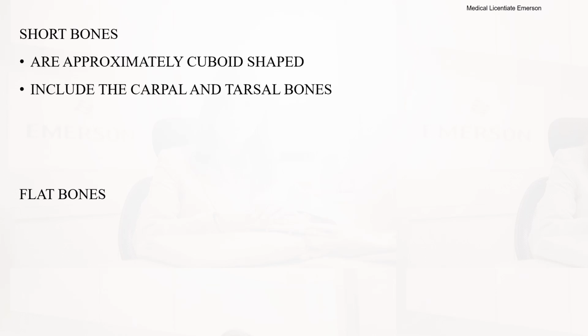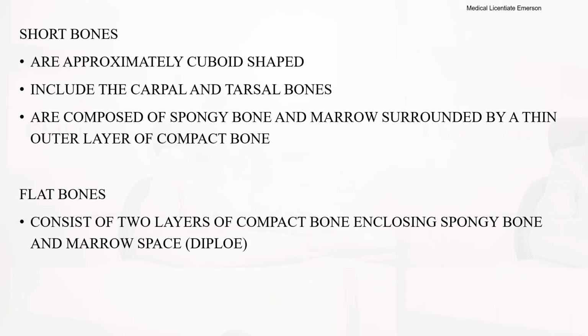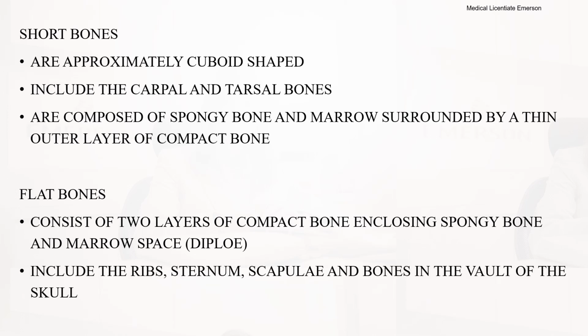Okay, then let's go to the short bones. The short bones are approximately cuboid shaped. They include the carpal and the tarsal bones. They are composed of spongy bone and marrow, surrounded by a thin outer layer of compact bone. Then the flat bones consist of two layers of compact bone enclosing the spongy bone and the marrow space of the diploe. They include the ribs, sternum, scapula, and bones in the vault of the skull.